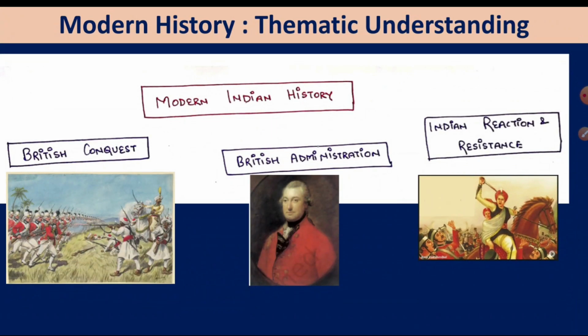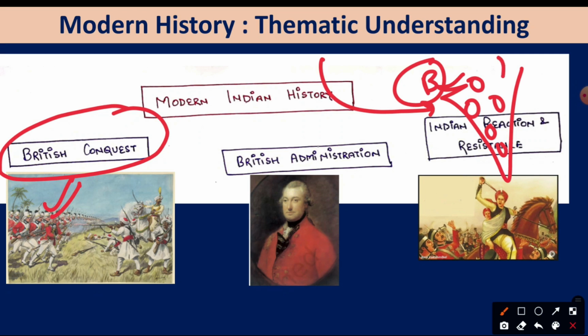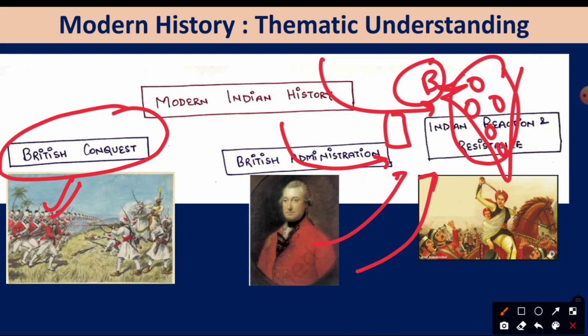If we look at modern history, it can be divided into three broad categories. First is the British conquest, how the British conquered India. For example, India must have had some other powers, so how the British won over them. It was not only these powers, but some other European powers were also competing for the same space. So how did the British overcome those powers, for example, the Portuguese, the French, the Danes, the Dutch, and so on? How did they conquer?